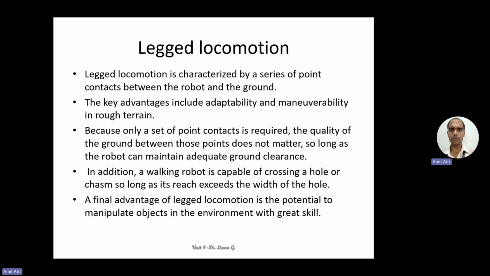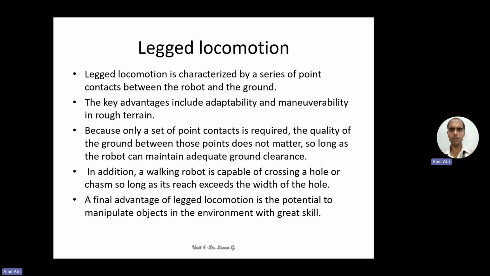In addition, a walking robot is capable of crossing a hole or chasm so long as its reach exceeds the width of the hole. If the robot is moving and there is a hole in the path, the robot can cross it, but the length of the hole should be within the range of the robot, between the two legs, or in one step. The distance covered by the robot in one step should be more than the length of the hole, or the diameter of the hole in the case of a circle.